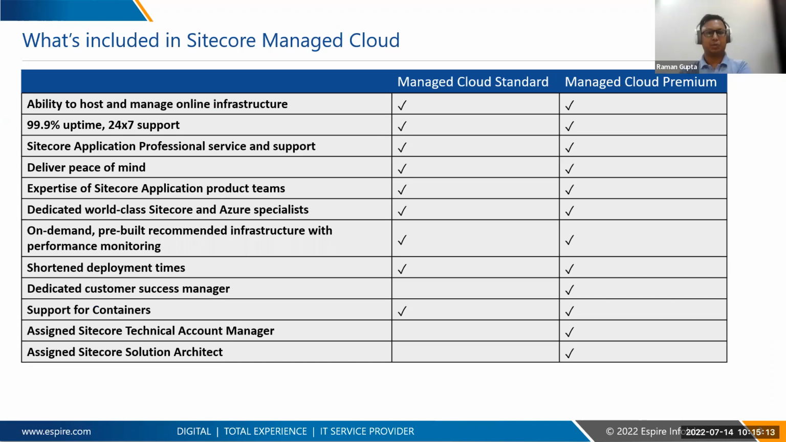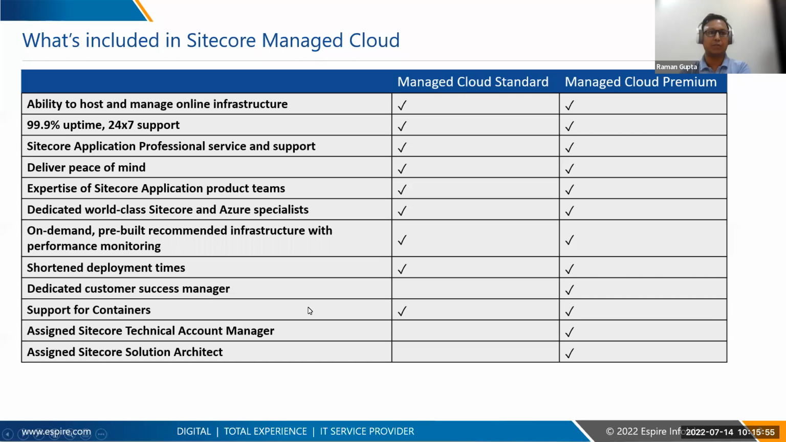Yes. And so what will we get out of the box when we opt in for Sitecore Managed Cloud services? Basically, there are two variants that Sitecore Managed Cloud provides. One is Sitecore Managed Cloud standard services, and the other one is the premium services. With both of these services, we will get the ability to host all our infrastructure online, like all the Azure Kubernetes services or PaaS services. We'll get an SLA of 99.9% uptime and 24/7 365 support from the Sitecore cloud engineers. We'll get support from Sitecore application professional services.